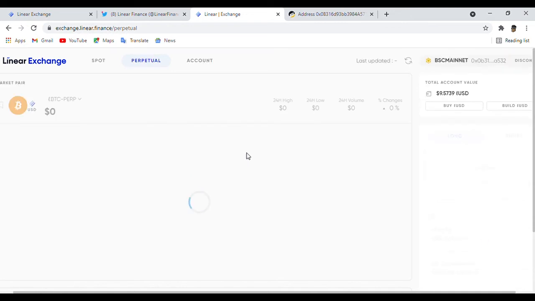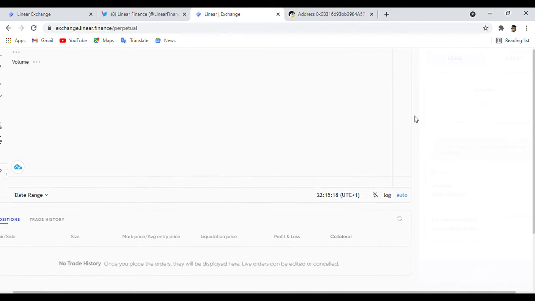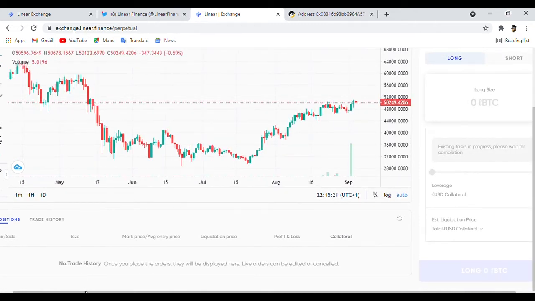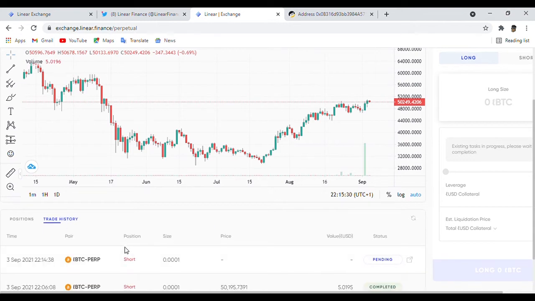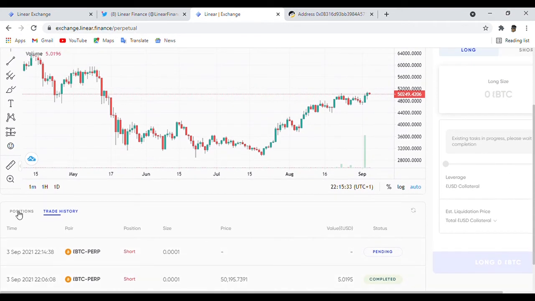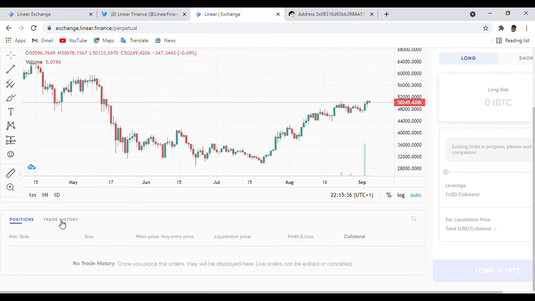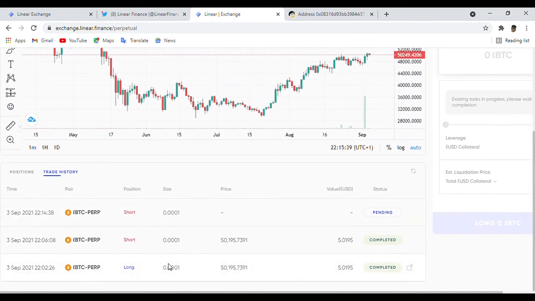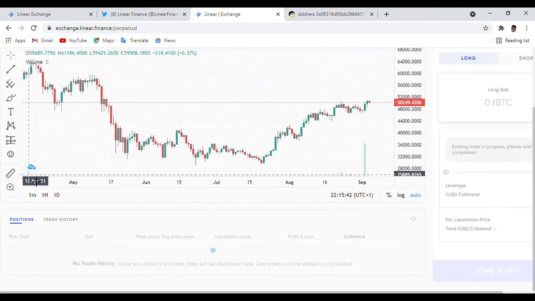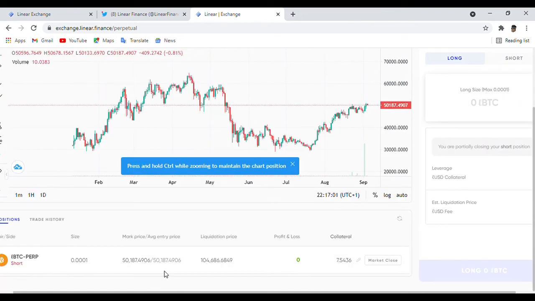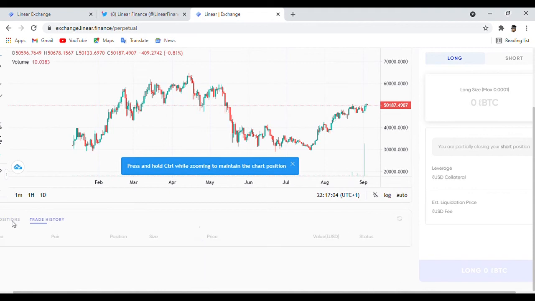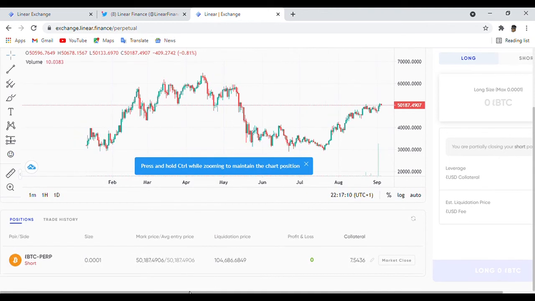You have to take your time when it comes to futures. You do not want to lose your funds. So we should get our trade history, positions. We have our short here. It's still pending. Once it's completed, we should see it in our positions right here. We can see it there. We have our position set once the transaction has been completed.